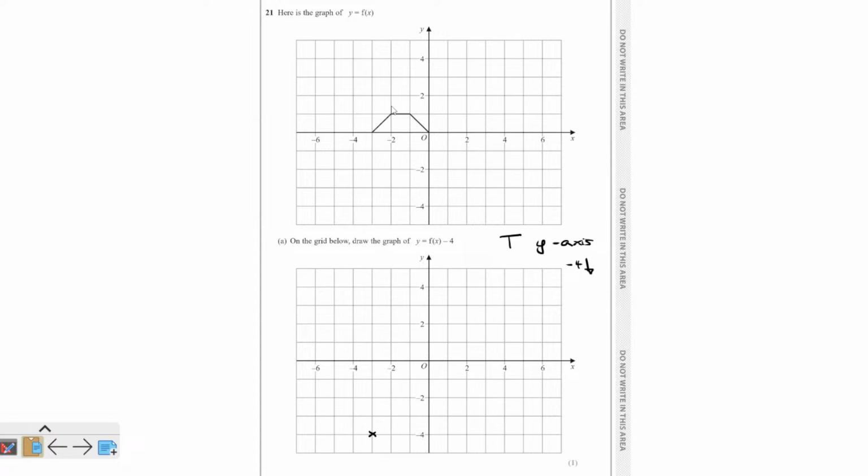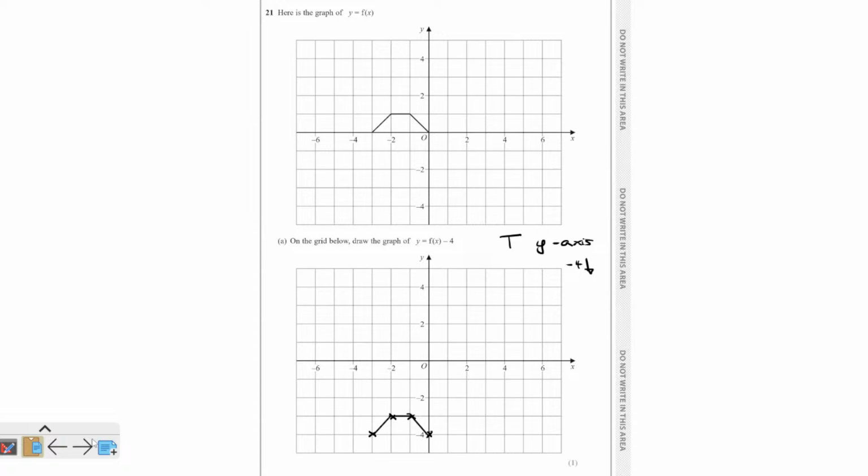And the next one was -2, 1. So 4 down would be -2, -3. Then you can see the next one is just 1 across, isn't it? And then you had 0, 0, which is now 0, -4. And then you just join that up. Obviously use your ruler because it's a straight line, this one. If you can see all of that, hopefully, yeah, you can see that. Okay, that's my answer for part A. Literally just that.